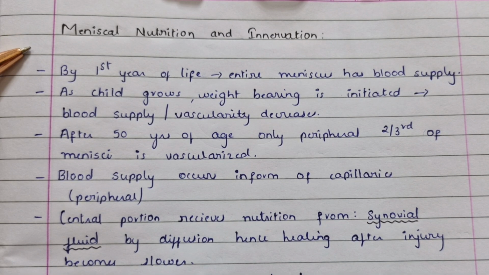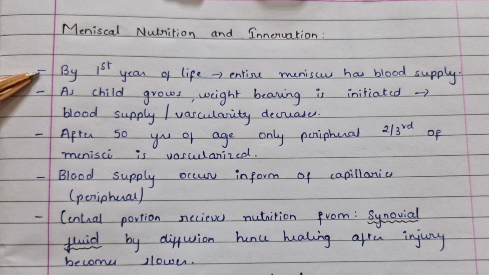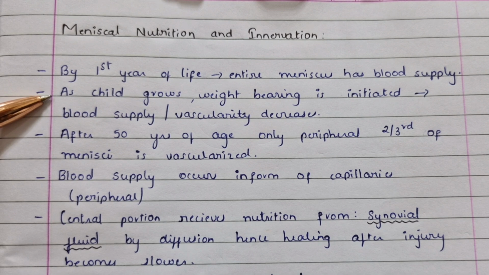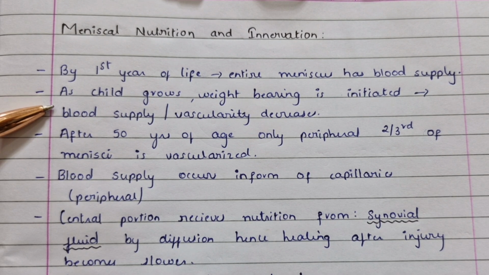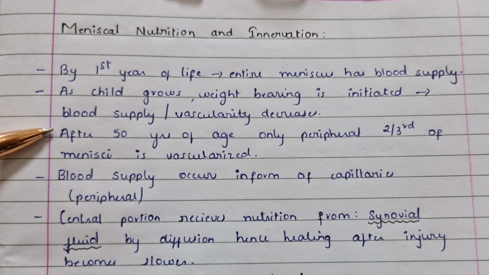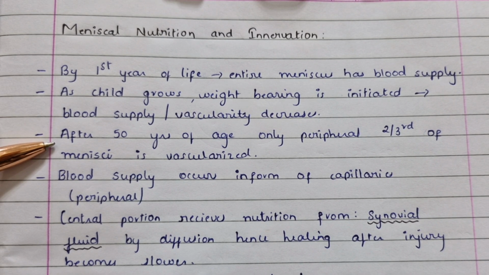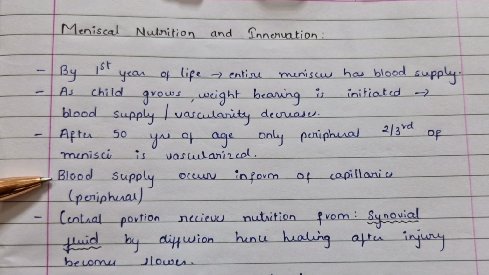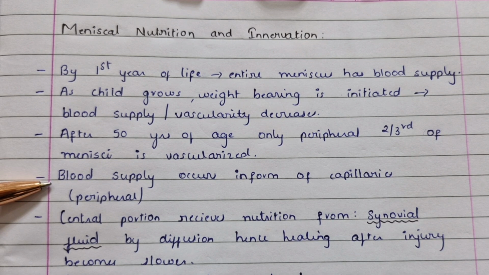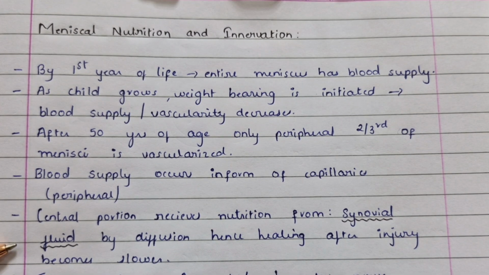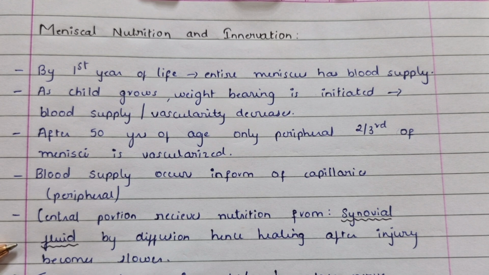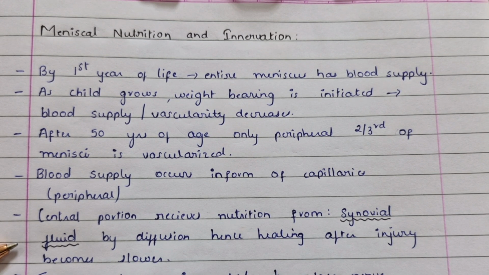Meniscal nutrition and innervation. By first year of life, the entire meniscus has blood supply. As child grows, weight bearing is initiated. Blood supply or vascularity decreases. After 50 years of age, only the peripheral two-thirds of the menisci is vascularized. Blood supply occurs in the form of capillaries, that is, in the peripheral portion. The central portion receives nutrition from synovial fluid by diffusion. Hence, healing after an injury becomes slower.